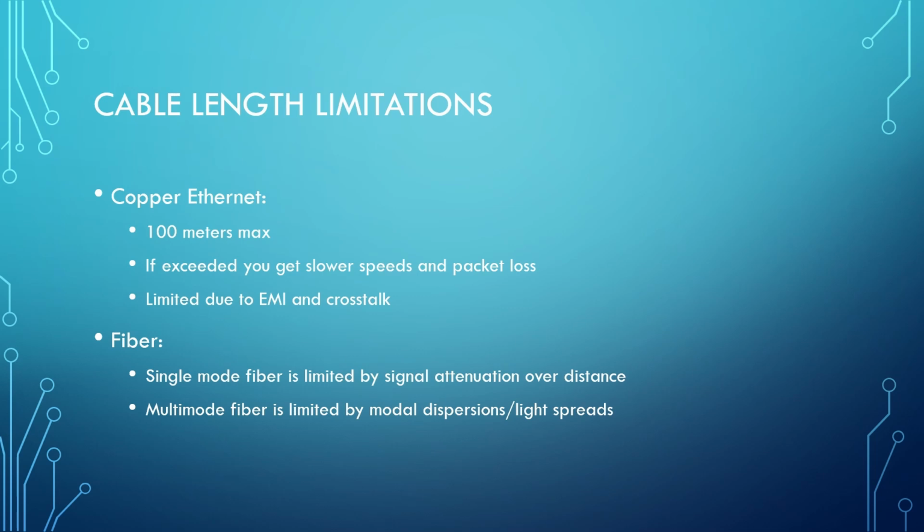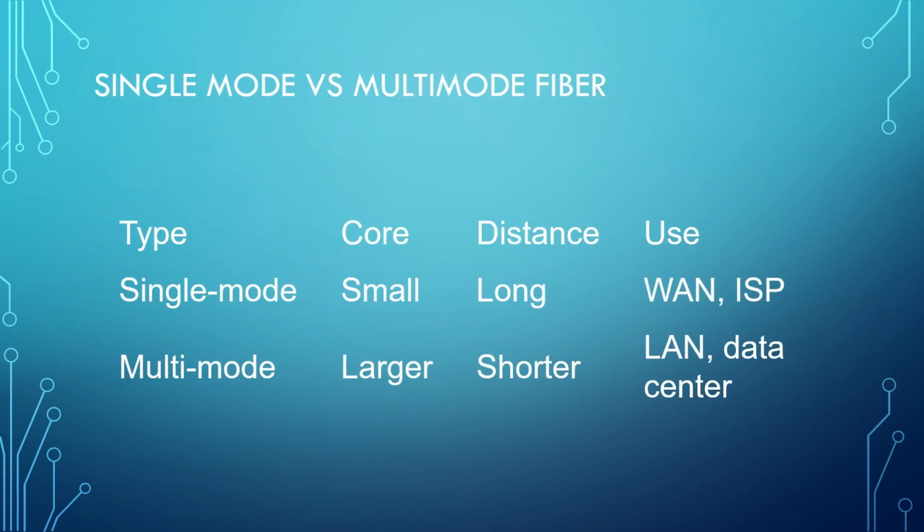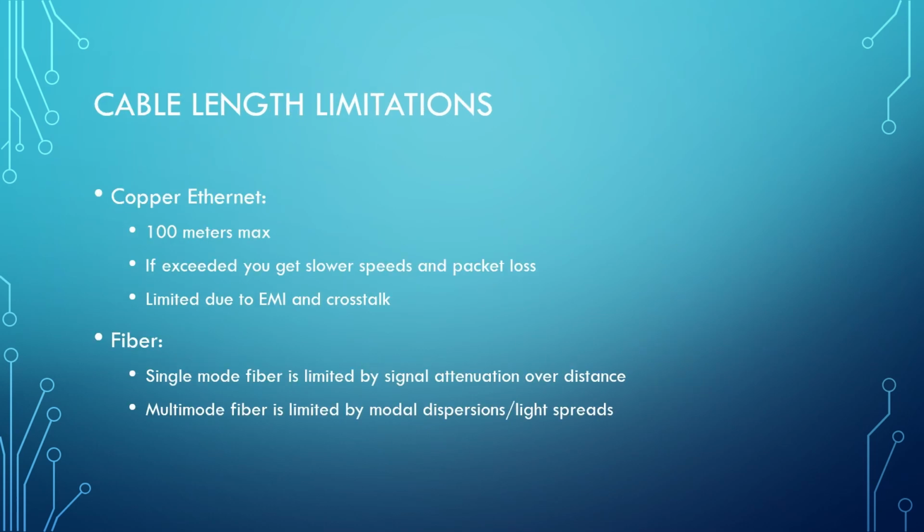Unfortunately, there are limitations for both cable types. Copper Ethernet only has a maximum length of 100 meters. If you exceed that, you get slower speeds and packet loss, and it's limited due to electromagnetic interference and crosstalk. As far as fiber goes, single-mode fiber is limited by signal attenuation over distance, and multi-mode fiber is limited by modal dispersion and light spread.